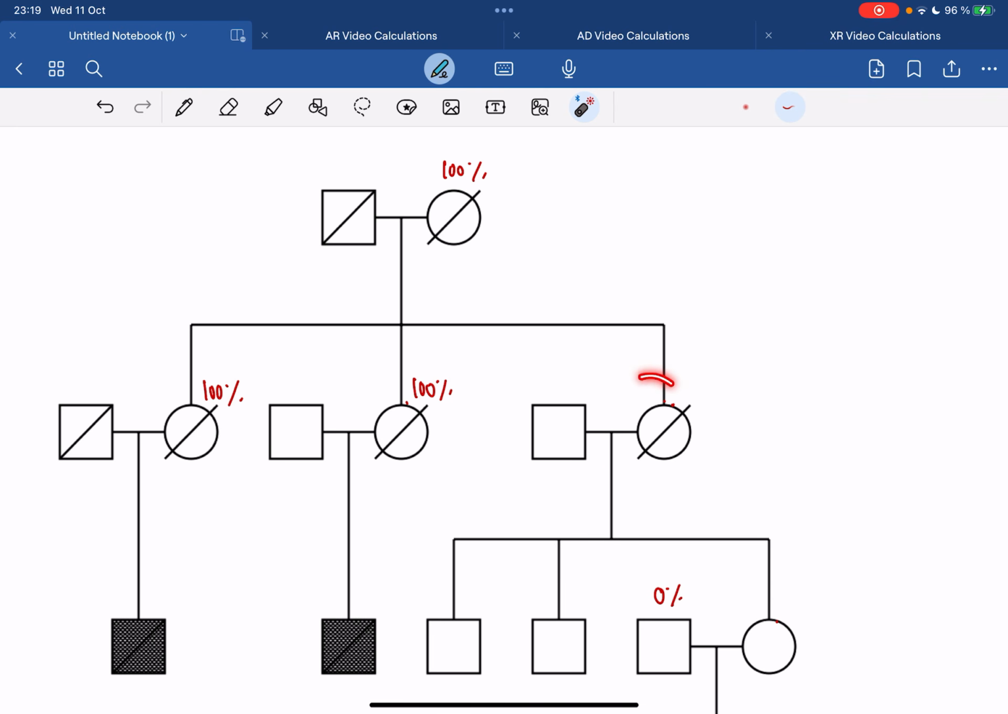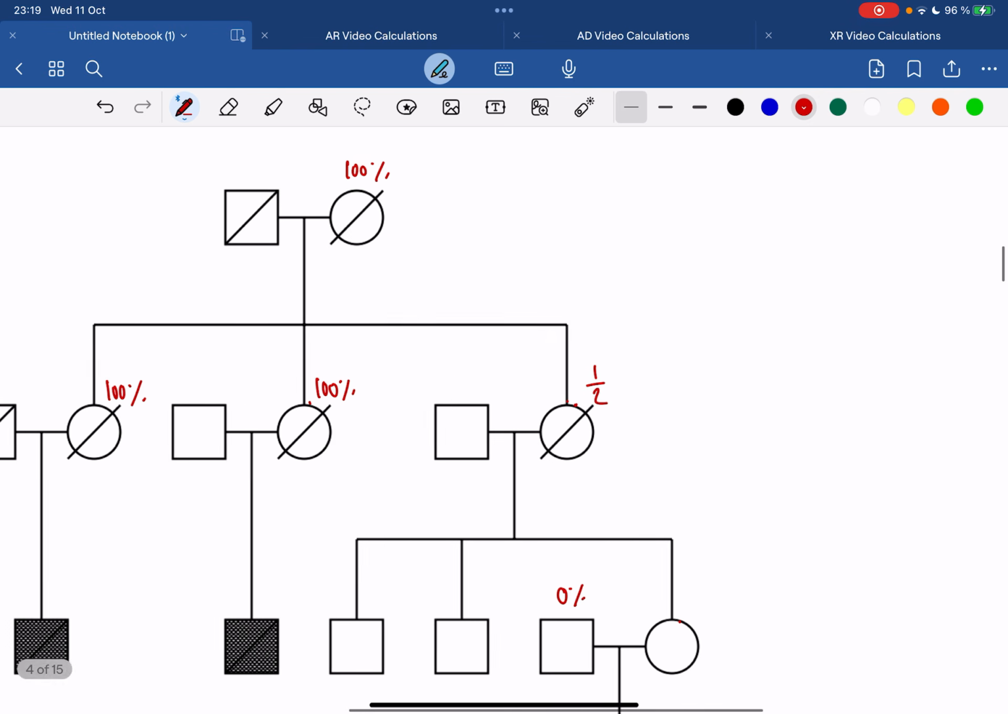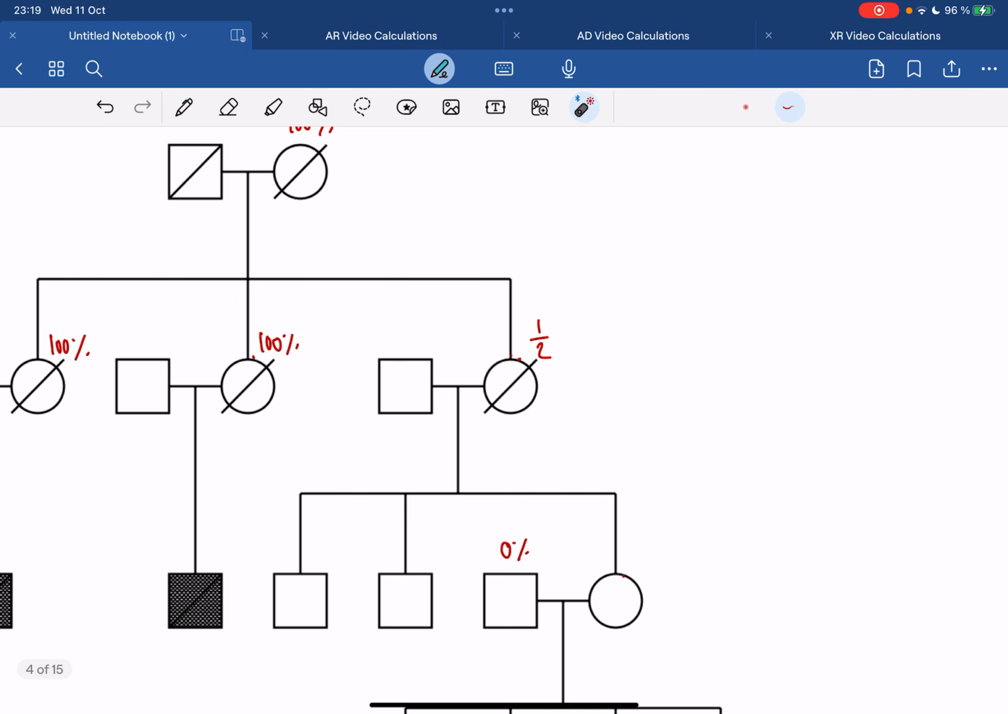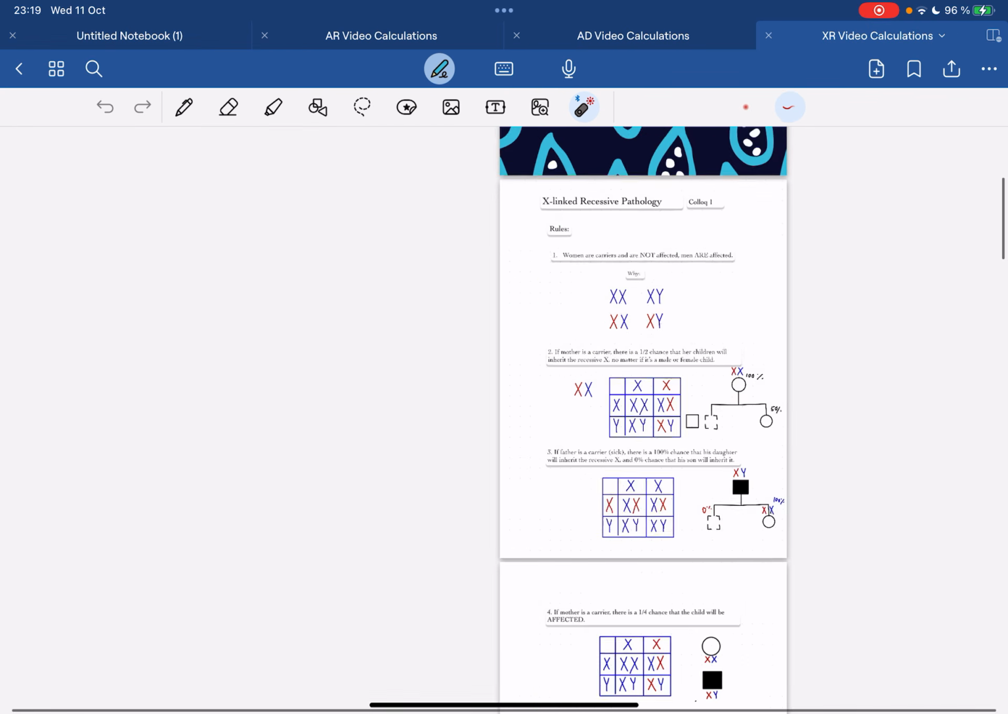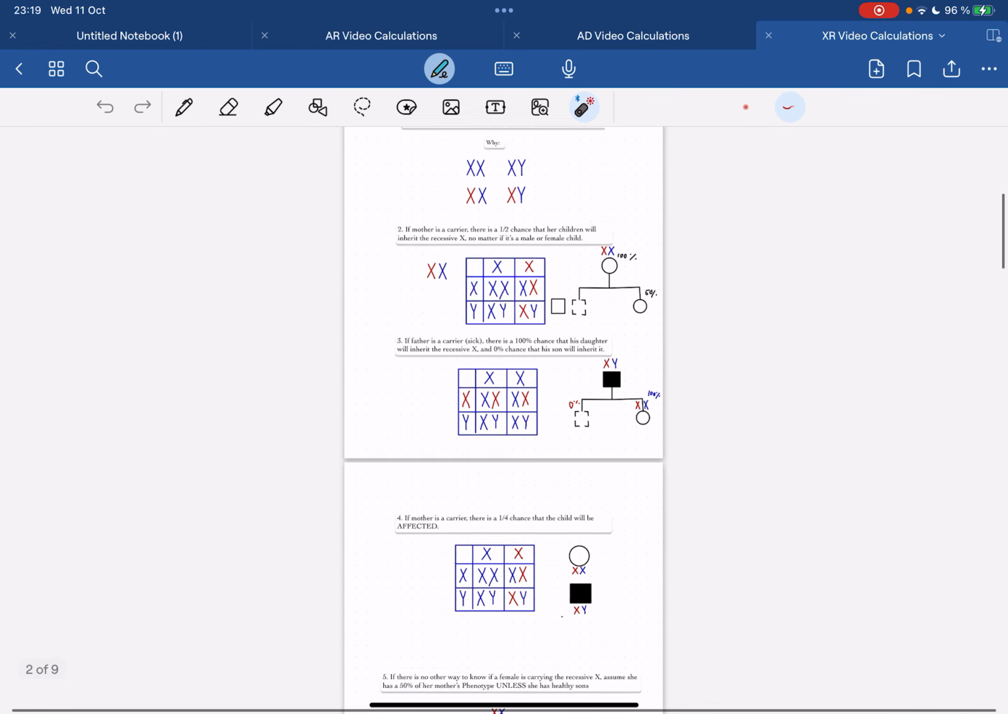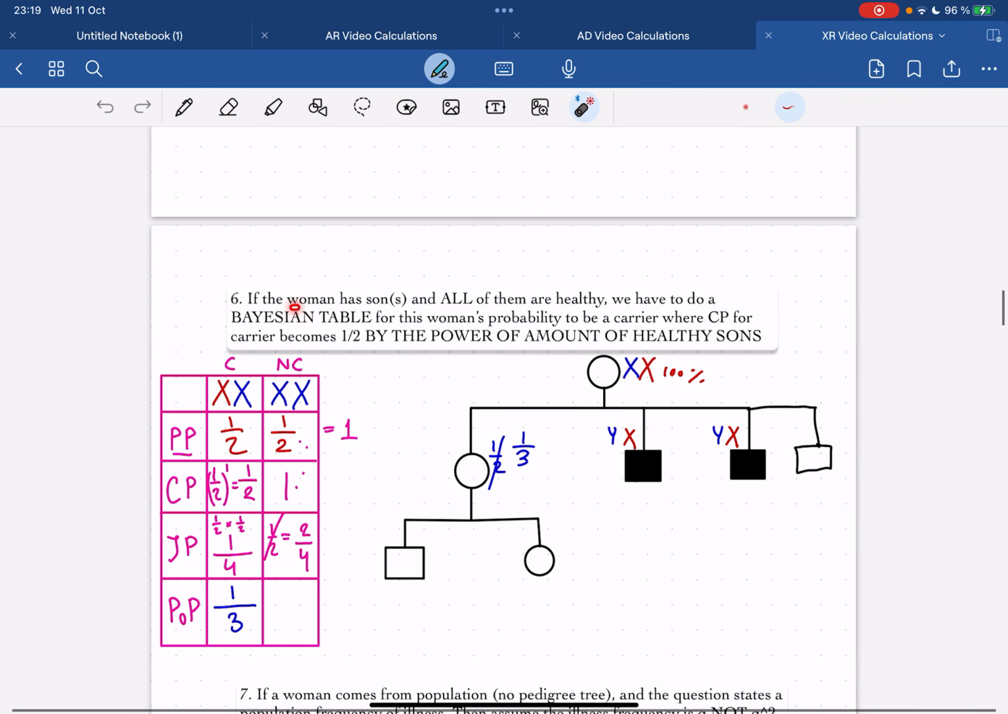So we go to this person right here, and we can go according to the half rule. So it would be half of 100%, which would be 1/2, right? However, there is something you need to remember for XR: if the woman has sons and all of them are healthy, we have to do a Bayesian table for this woman's probability to be a carrier, where the conditional probability, or CP, becomes 1/2 to the power of the number of healthy sons.